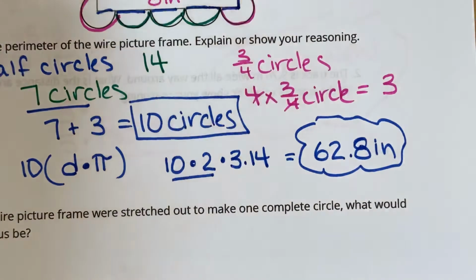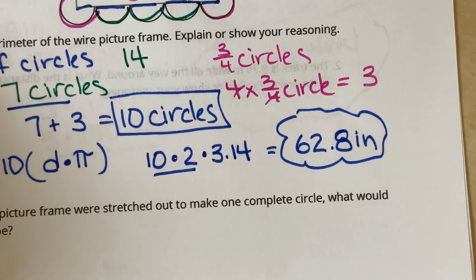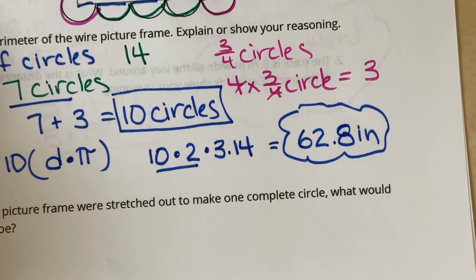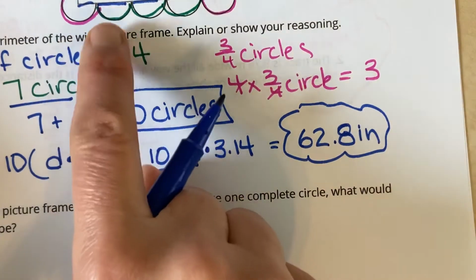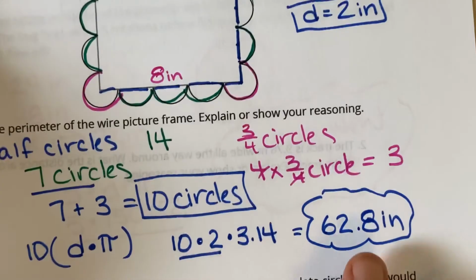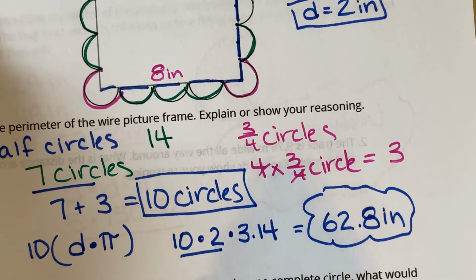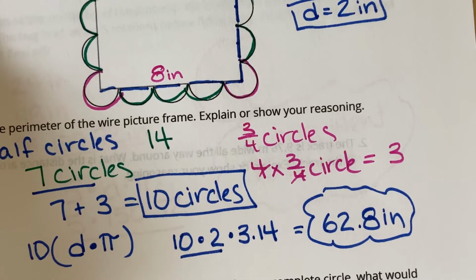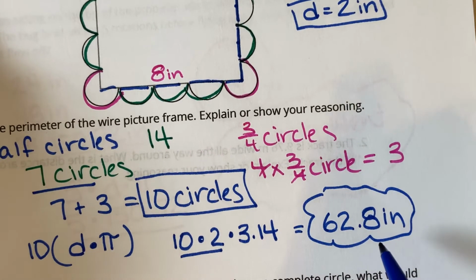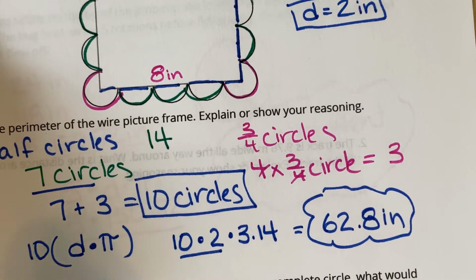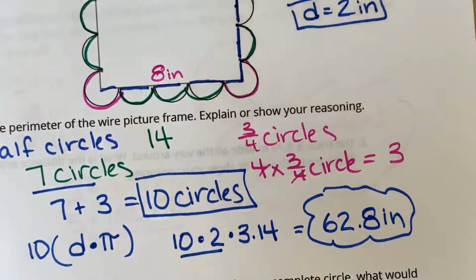Now the second question, and the last one I'm going to do here: if the wire picture frame were stretched out to make 1 complete circle, what would its radius be? Okay, so it's saying all these are stretched out to be 1 complete circle. Well, I know the circumference was 62.8. I know diameter is equal to circumference divided by pi. But I want the radius, right? I don't want the diameter, I want the radius. So I'm going to figure out the diameter first.